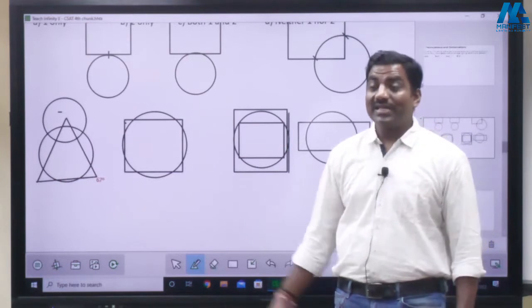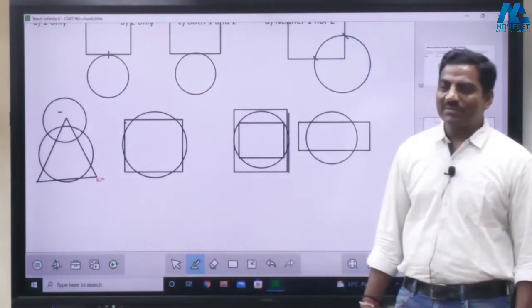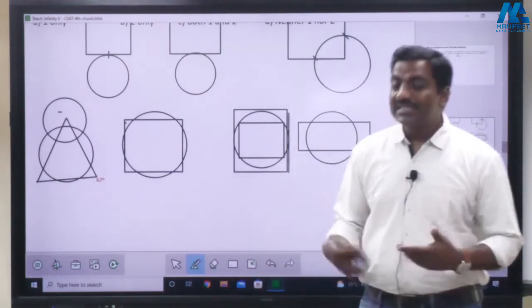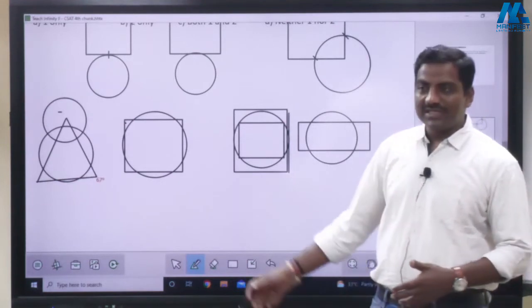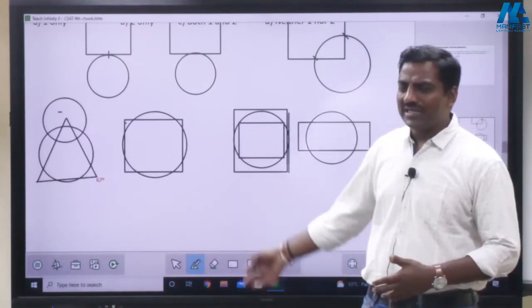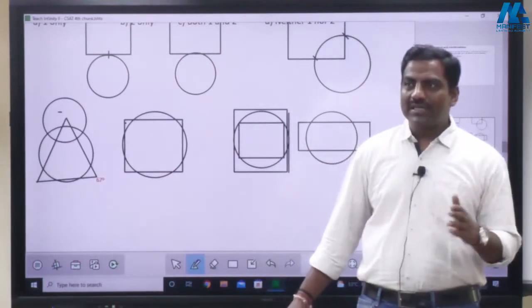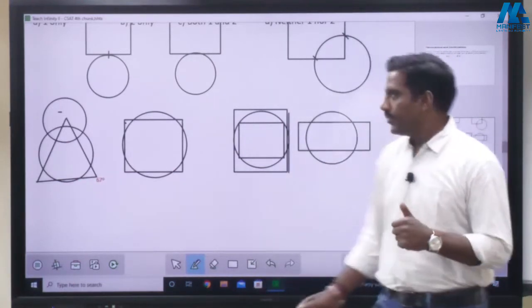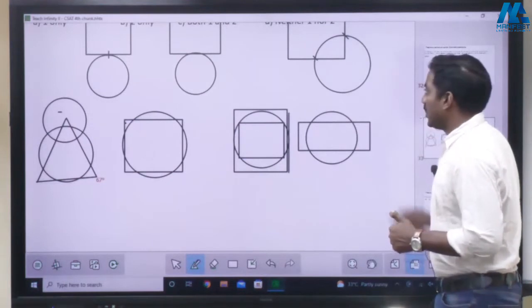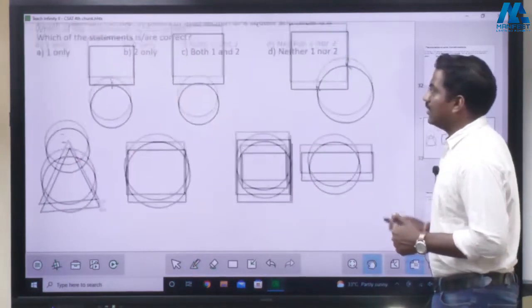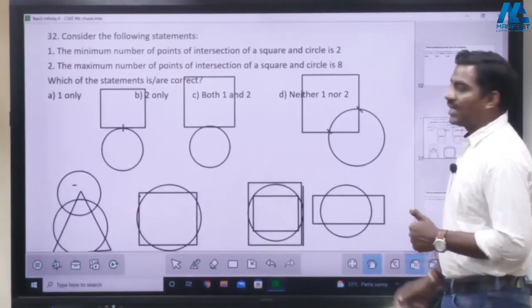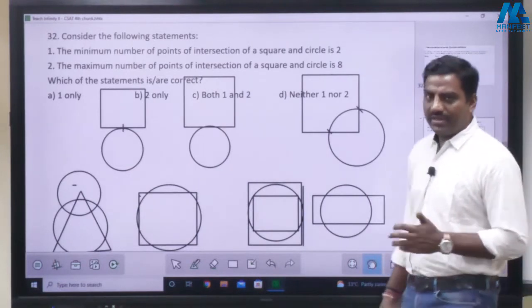You keep this thing in mind. And this is a new invention. New invention in the sense, it's a new learning. Only after this question has come in the examination, I think last year it has come. So with that knowledge, you can solve for other diagrams also. So here, both the statements are right. Both the statements are right. Yes. Any other thing? No.